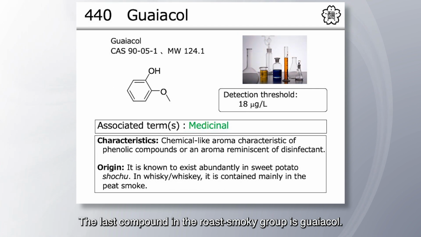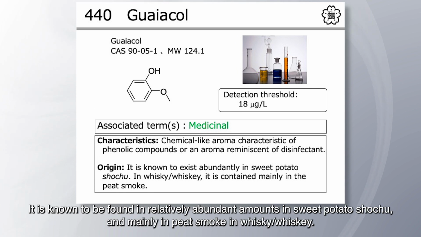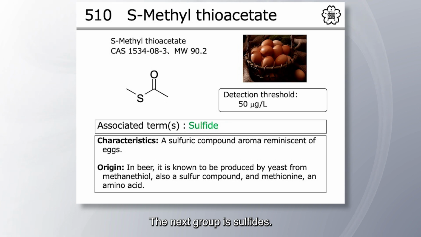The last compound in the roast smoky group is guaiacol. The associated term is medicinal, and it is characterized by the chemical-like scent characteristic of phenolic compounds and the scent of disinfectants. It is known to be found in relatively abundant amounts in sweet potato shochu and mainly in peat smoke in whiskey. The next group is sulfides.